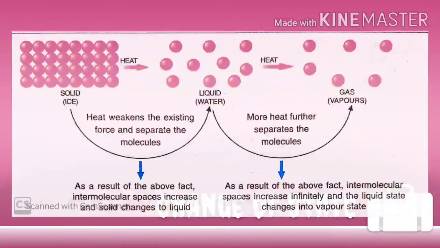So how does this change of state take place? Heat results in the weakening of the intermolecular forces of attraction that causes change of state. Solids have molecules packed tightly. When solids are heated, heat energy is used to weaken the existing forces and hence separate the molecules, thereby forming the liquid state. When the liquid molecules are heated further, more heat separates the molecules, thereby forming the gaseous state.